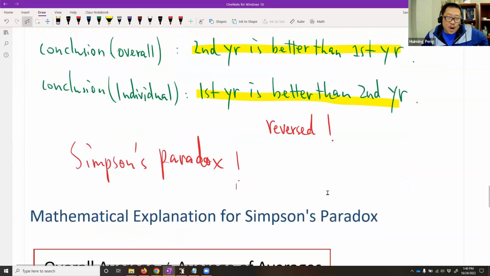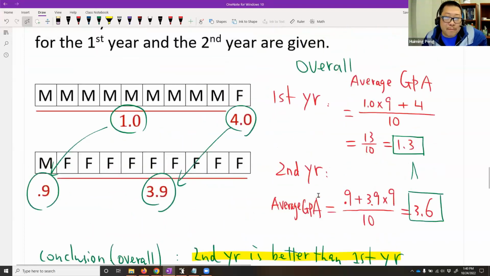Now, because you know the reason, can you say why Simpson's paradox will happen? Because this comparison is completely meaningless. Can you compare 1 male student to 10 male students? No, usually we will not do this. It loses the meaning of the average. Can we compare 1 female student to 9 female students? Also, it's not a good comparison. So therefore, the individual comparison is meaningless.